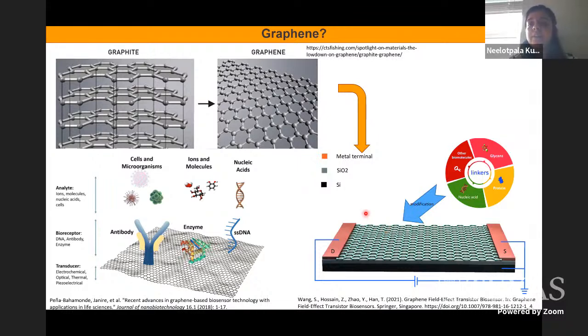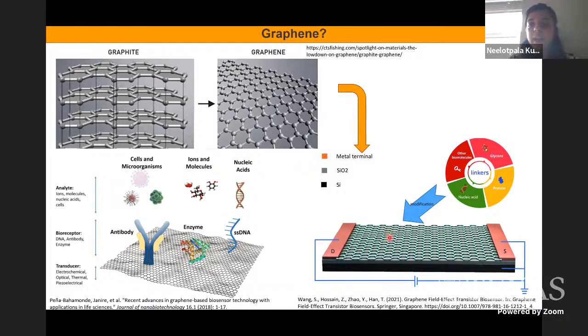So we technically can modify the layer of graphene with any antibody, enzyme, or DNA that we want to detect. So graphene basically comes with a very high versatility. You can repurpose graphene to decorate or modify it with the antibody or enzyme or any biological matter of interest to detect whatever we want to.